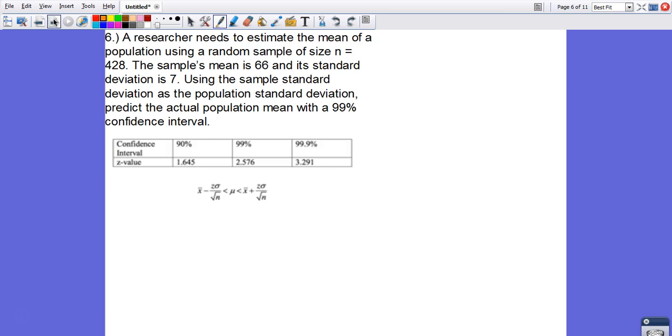Number 6, a researcher needs to estimate the mean of a population using a random sample size of 428. The sample's mean is 66 and the standard deviation is 7. Using the sample standard deviation as the population standard deviation, predict the actual population mean with a 99% confidence interval. And luckily for us, they gave us the equation we need to use. So all you need to know is where the numbers go.